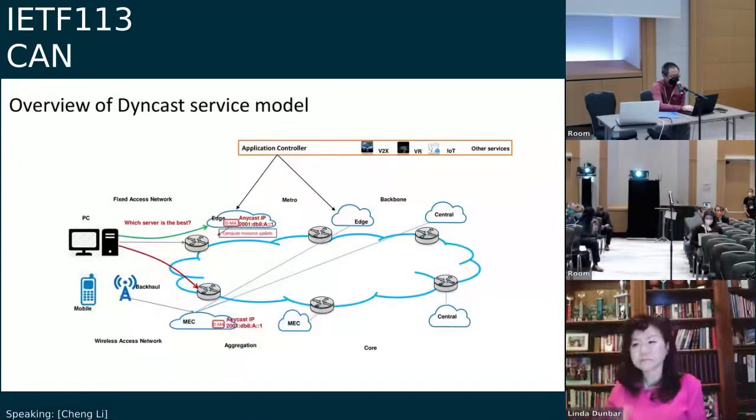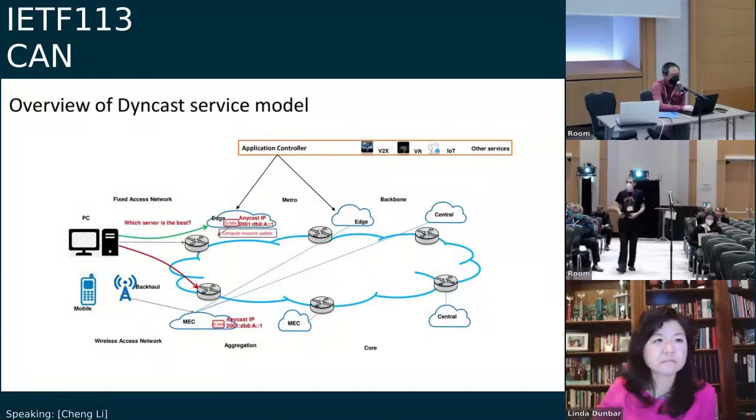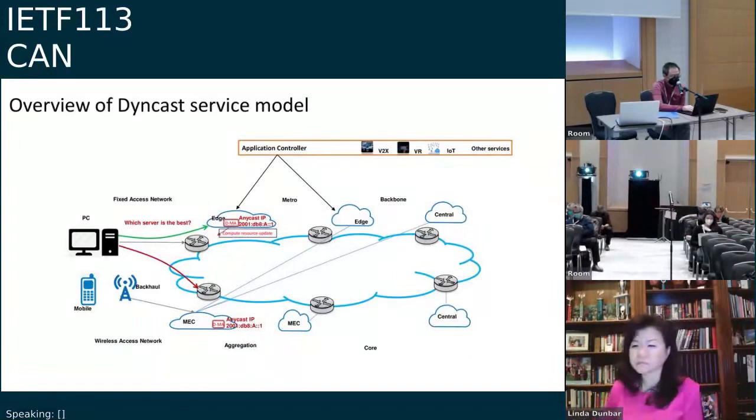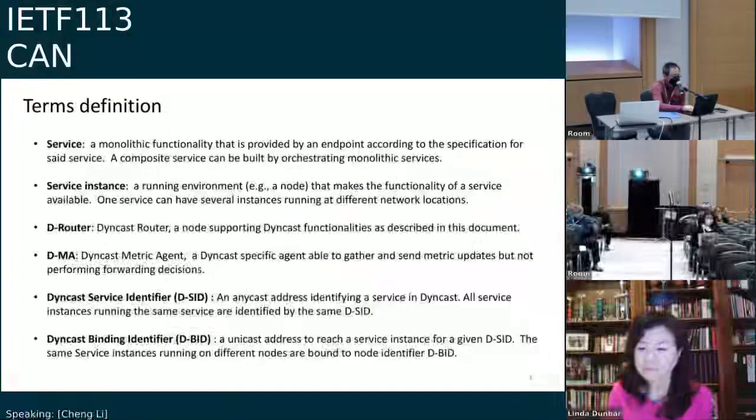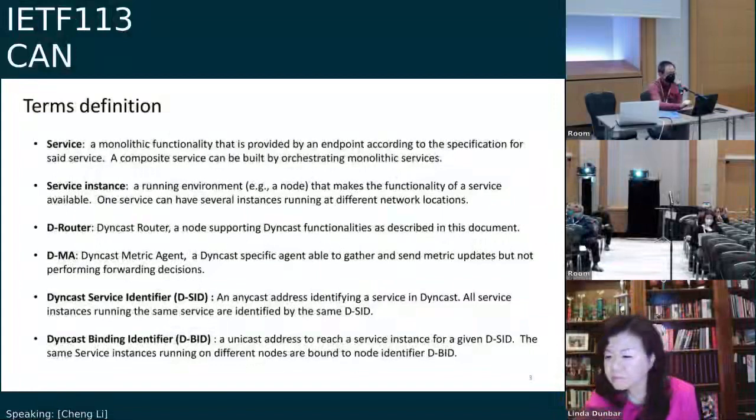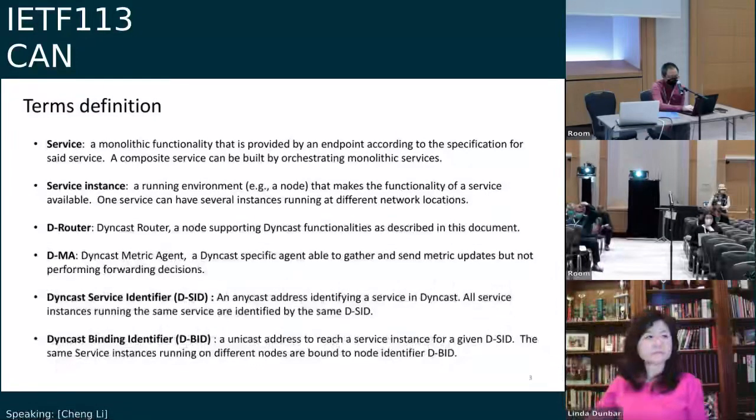So we define some elements, for example, the router, MA, something like this. And I will introduce the detailed information in the following slides. Okay, we define some new terms. Service is really easy to understand. It's a functionality to provide some service, right? So the service instance is a running environment that makes the functionality of the service available, right? And one service can have multiple instances running in different edge sites at different network locations, right?